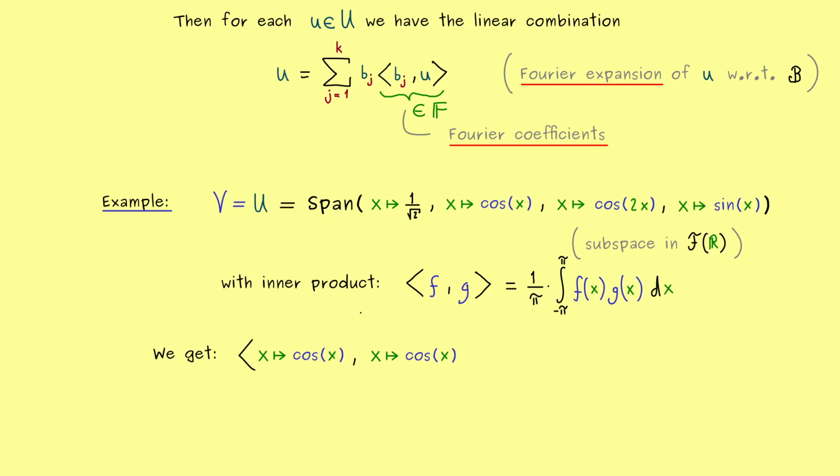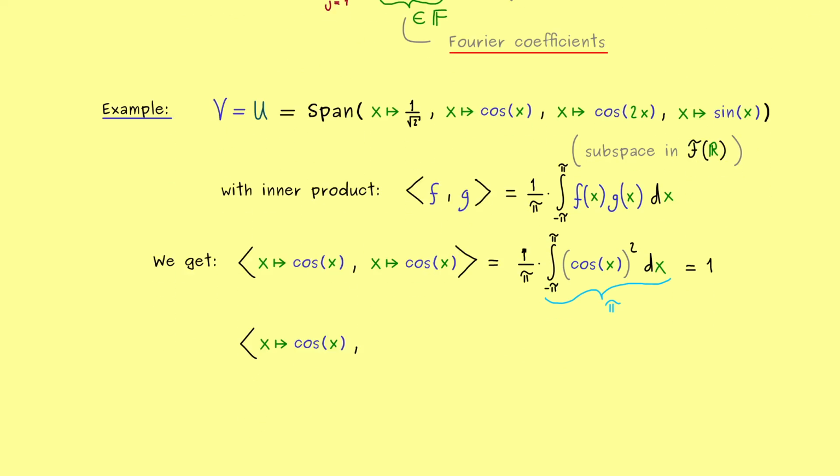For example, having the cosine in both arguments of the inner product gives us the following integral. Not so surprising, we have the cosine squared inside. Now, this integral can be solved by integration by parts. I don't want to do it here, but I show you the result because it's easy to remember, it's just pi. Hence, the whole inner product gives us 1. So we conclude that this vector here has norm 1 with respect to this inner product.